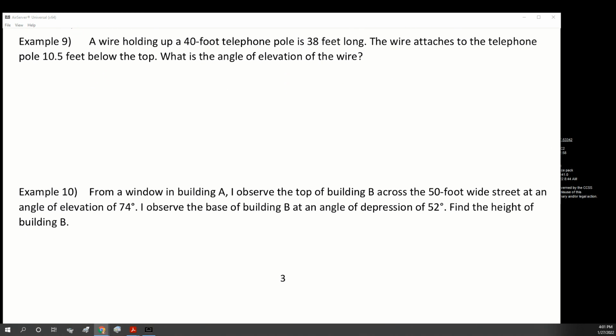All right, for example 9, a wire holding up a 40-foot pole is 38 feet long. The wire attaches to the telephone pole 10.5 feet below the top. What is the angle of elevation of the wire? Okay, so here we go. We've got our 40-foot pole. The wire is not at the top, it's part of the way down.